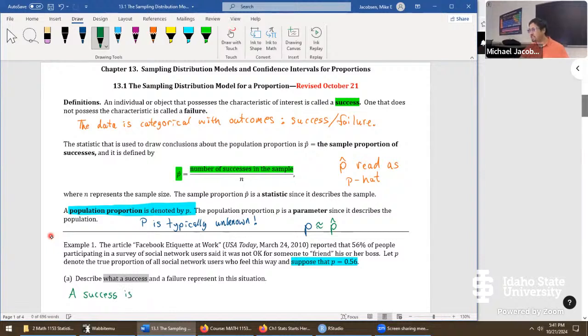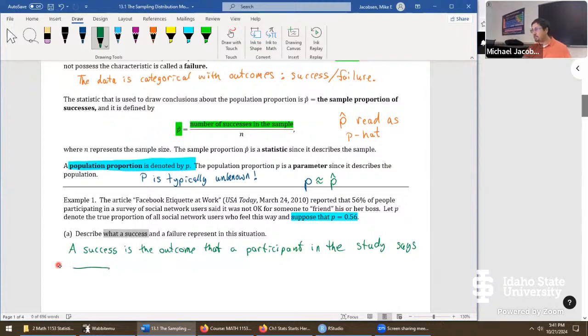We can say a success is the outcome that a participant in the study says, well, this is about friending your boss, right? So I'll put a blank here for the moment. To friend their boss. So any volunteers for what should go there to complete this statement?